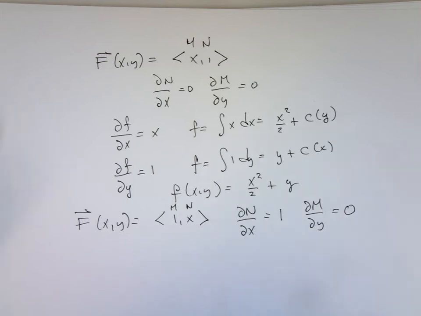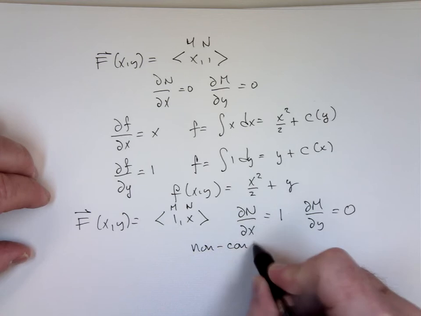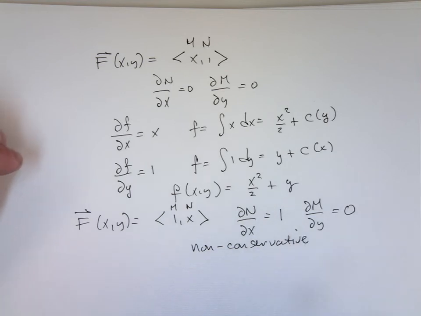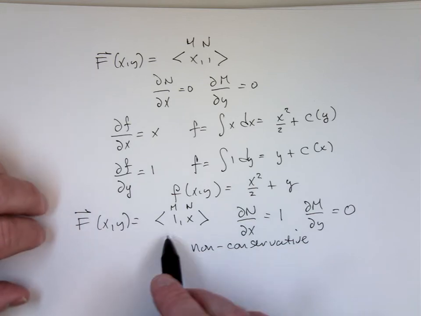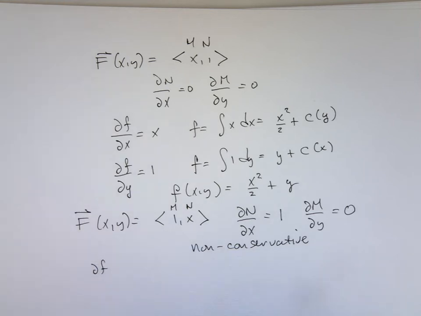Go ahead, Lee. Would you have a vector where the x would be in the second? Sure. Each of these can be functions of x and y. Yes. So here we go. We know it's non-conservative. There can't be a potential function, but we're going to try to find it anyways. And we'll see what happens.